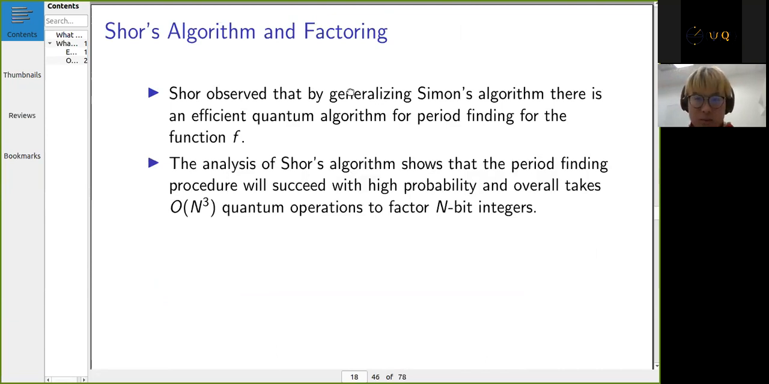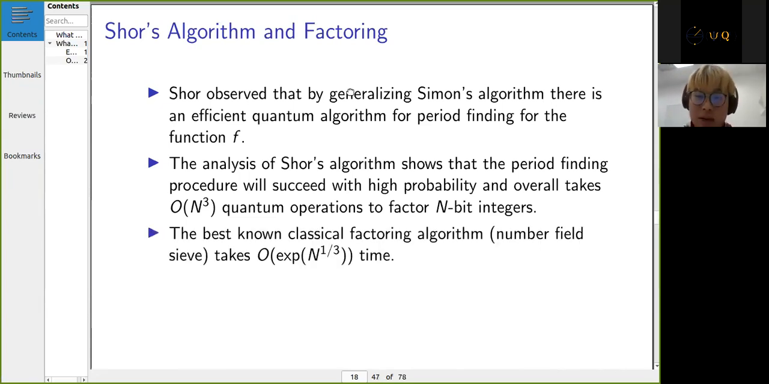Then the analysis, when we put everything together by analyzing how often the period is going to be even and all the details I mentioned previously, will imply that on n-bit integers, you'll need approximately n to the third power quantum operations to factor this number. On the other hand, the best known classical factoring algorithm, which is called the number field sieve, will take exponential time.